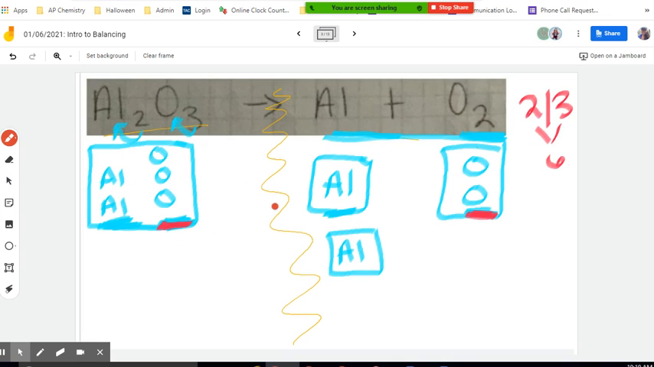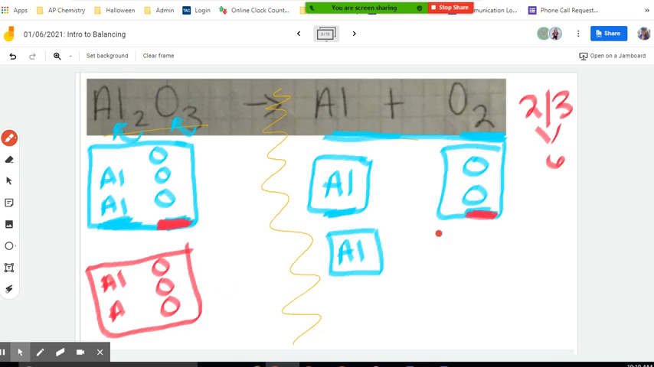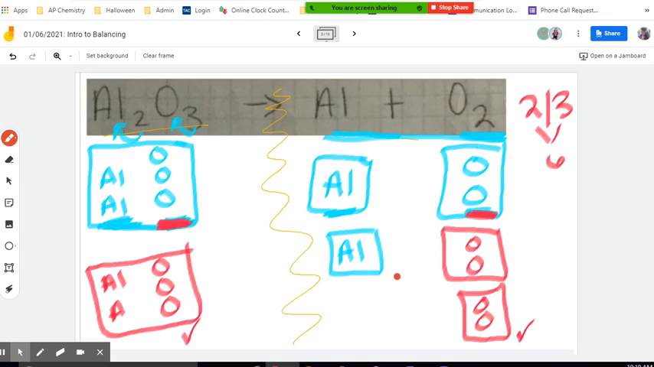All right, so when we have that situation, then we're going to say, okay, well, if I need to get 6 oxygens, then I'm going to add in another box with my 2 aluminums and my 3 oxygens. All right, so I have 6 oxygens here, and then I'm going to come over to this side. I'm going to say, okay, well, I need to have 6 oxygens over on this side. So now I have my 6 oxygens, I have 2 aluminums, but I have 4 on this side.